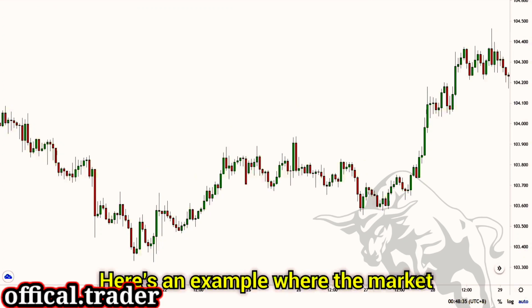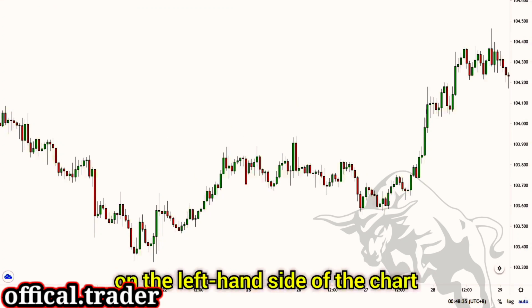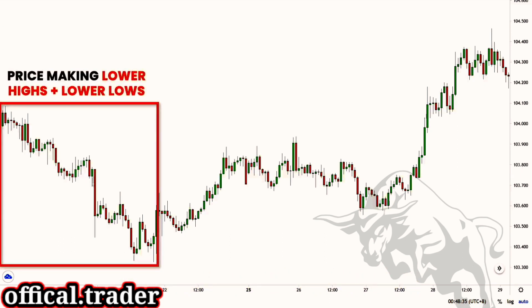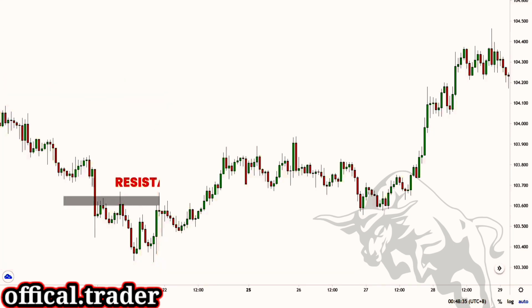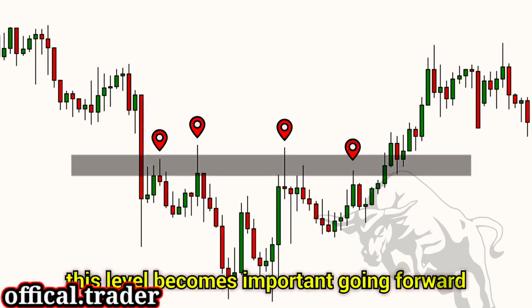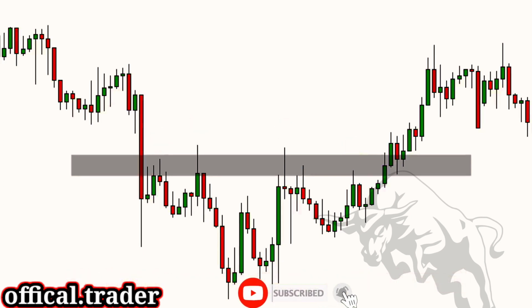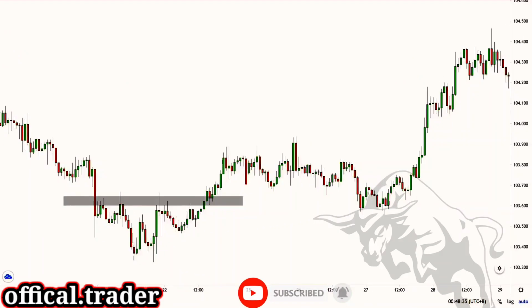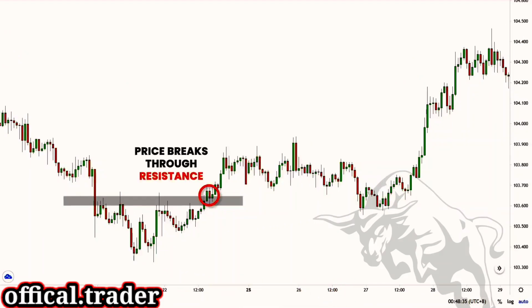Here's an example where the market is in a clear downtrend on the left-hand side of the chart. Price is continually making lower highs and lower lows, so at that point in time we would have been expecting further downside. We start to see a clear level of resistance forming on the chart. This level had 1, 2, 3, 4 rejections from price. So this level becomes important going forward, because if price is able to get above this level, it could signal a change in market direction. In this example, we see that price is able to break up through this level of resistance fairly easily.